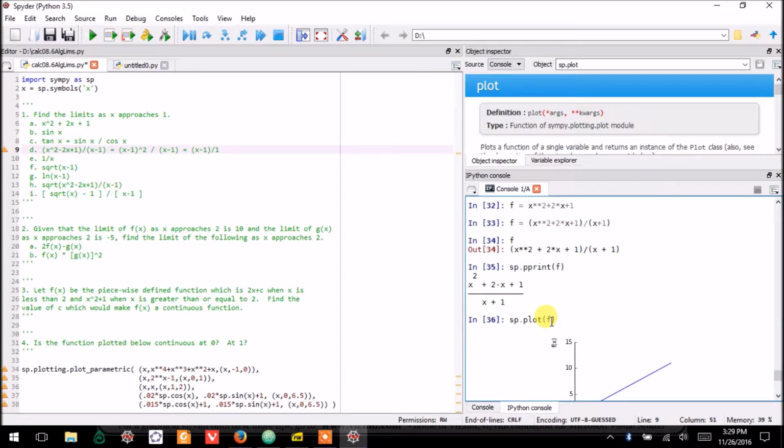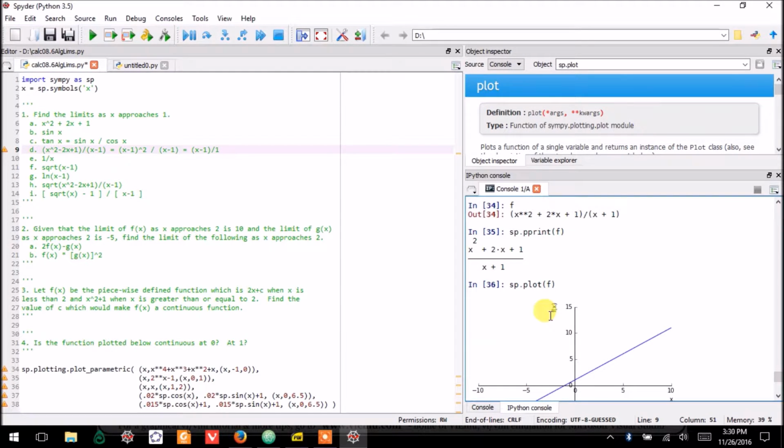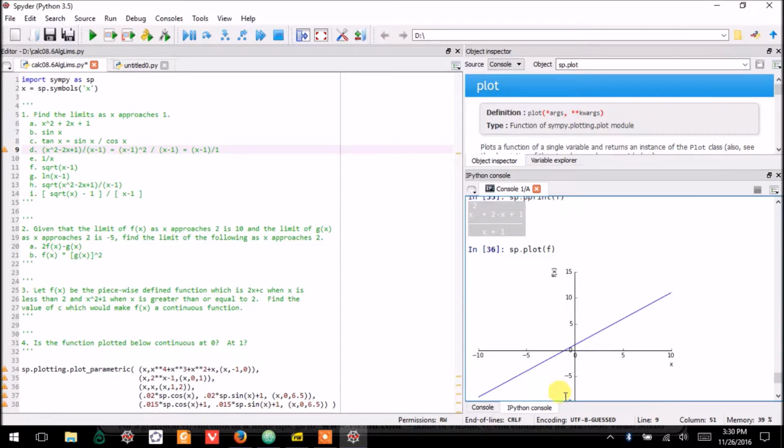So in this video, I want to talk about how we can deal with discontinuities in an algebraic way. Imagine that you have this function f of x, which is (x squared plus 2x plus 1) over (x plus 1). Now, if we plot this, we get a straight line. And yet, you cannot evaluate this function at -1 because you would get 0 in the denominator. Yet the limit exists at -1 and is equal to, in this case, 0.